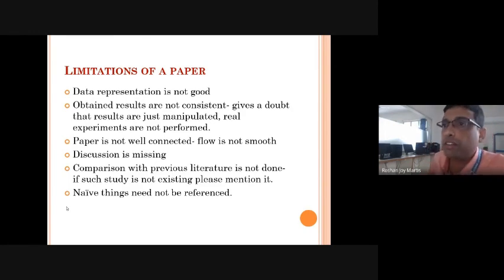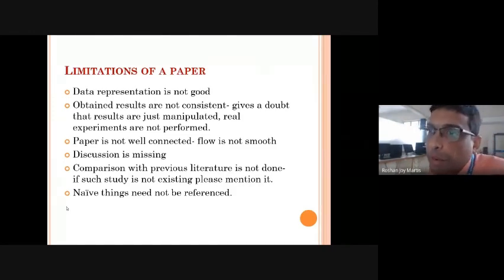Obtained results are not consistent. It gives a doubt whether the results are actually got or manipulated. So this is also important: obtained results should be consistent. Paper is not well connected, flow is not smooth. This is another limitation.